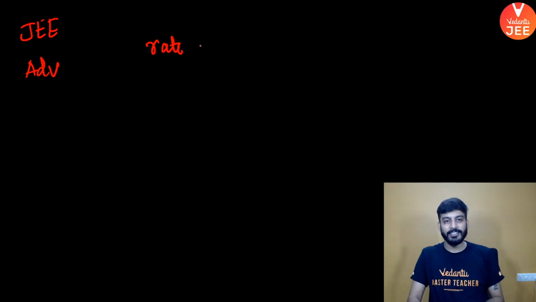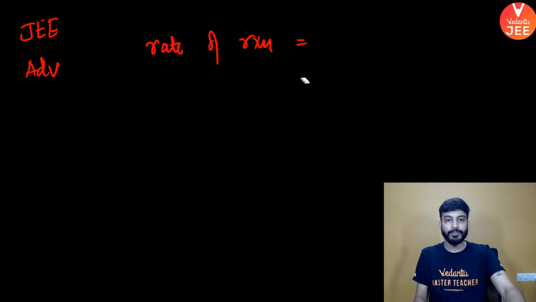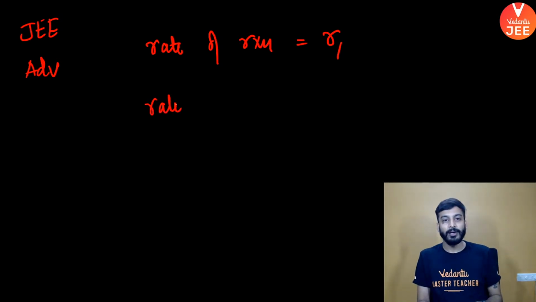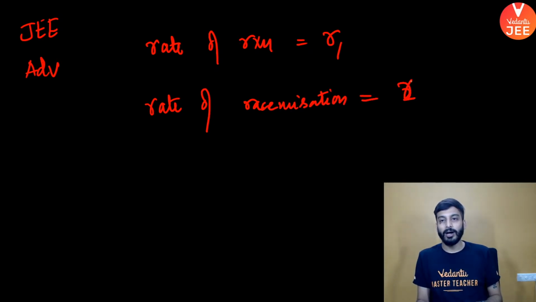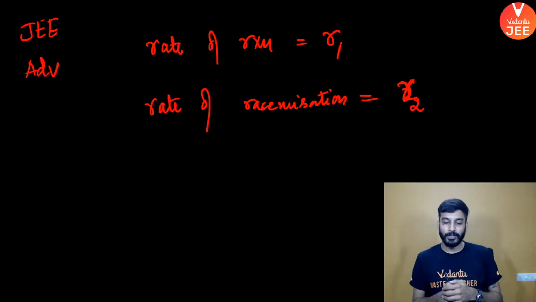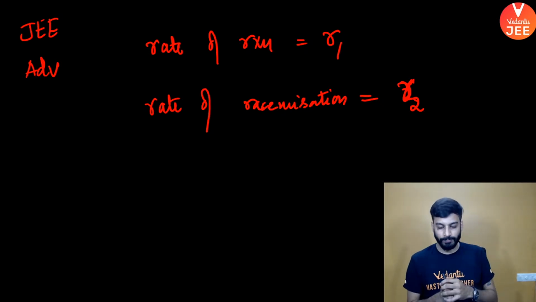All right. The question is, the rate of reaction was, let us say, R1. Then there is also racemization happening. Rate of racemization, let us call it R2. What is the relationship between R1 and R2? That is the question.